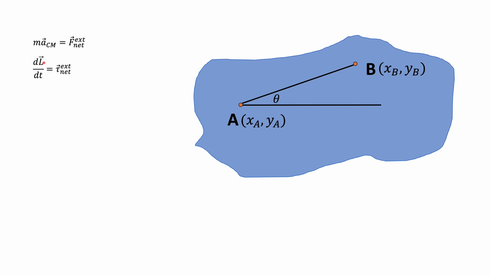L here is the angular momentum of this body with respect to some point or axis, and tau net external is the sum of torques of all external forces acting on the body with respect to the same point or axis. Newton's second law is a vector equation, and in two-dimensional space represents two scalar equations. For two-dimensional problems, angular momentum and torque will only have one non-zero component in the direction normal to the plane of motion. So in effect, this equation is one scalar equation.